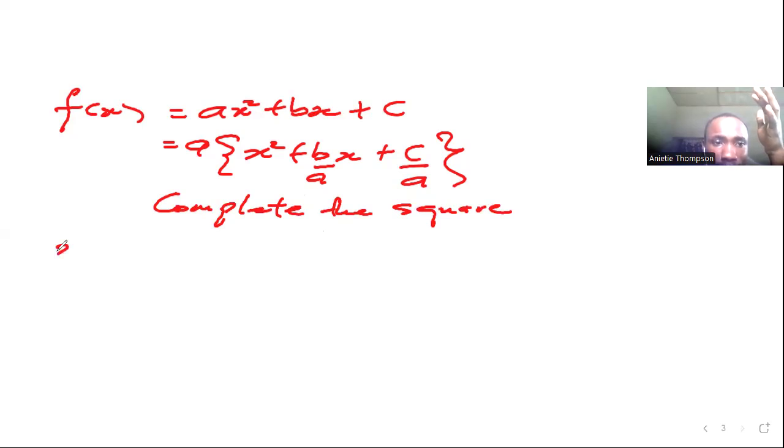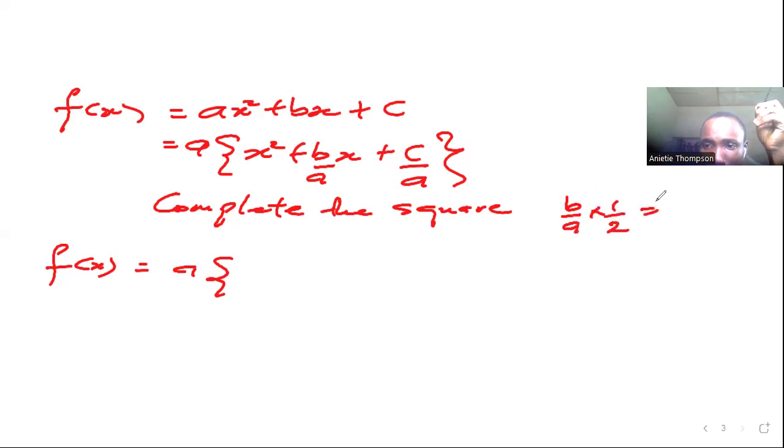Now, we will have that f of x equals a into bracket open. To complete the square, you take half of the coefficient of x, then add and subtract the same term in the expression, and then carry out the simplification. The coefficient of x is b over a. Half of it is times 1 over 2, and that will give you b over 2a. Now, square this result. This will give you b over 2a all squared.